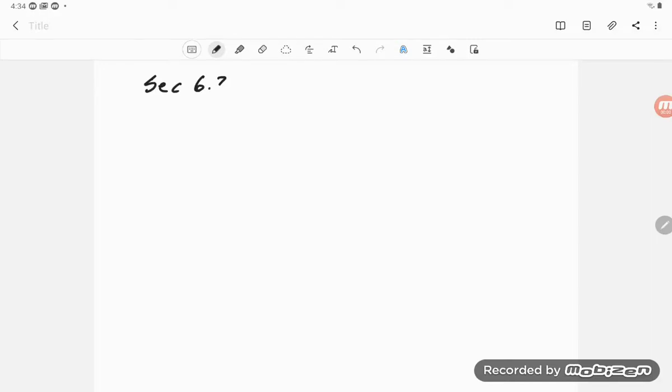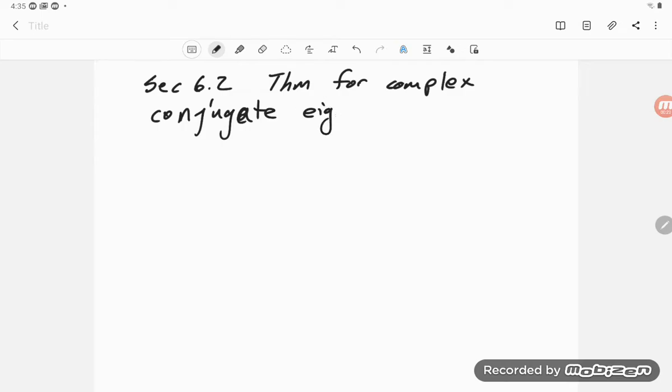Section 6.2. Now here's a theorem for complex conjugate eigenvalues of a real matrix. Okay, so A is real.